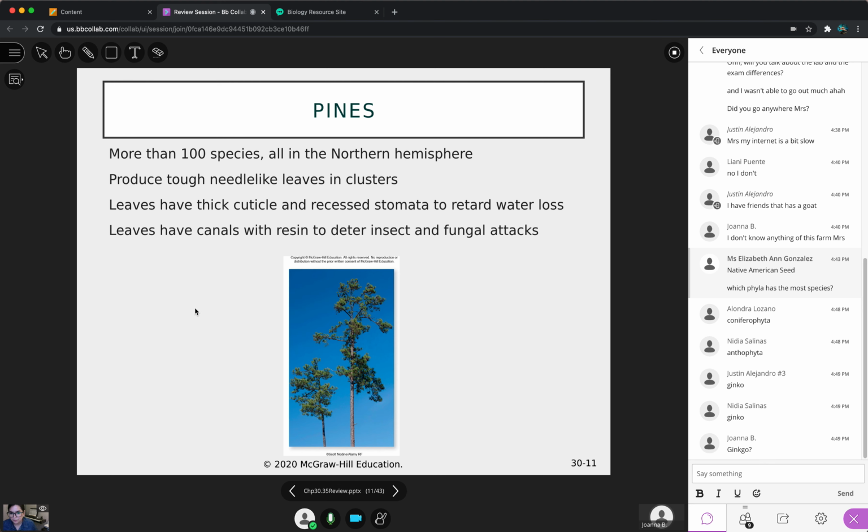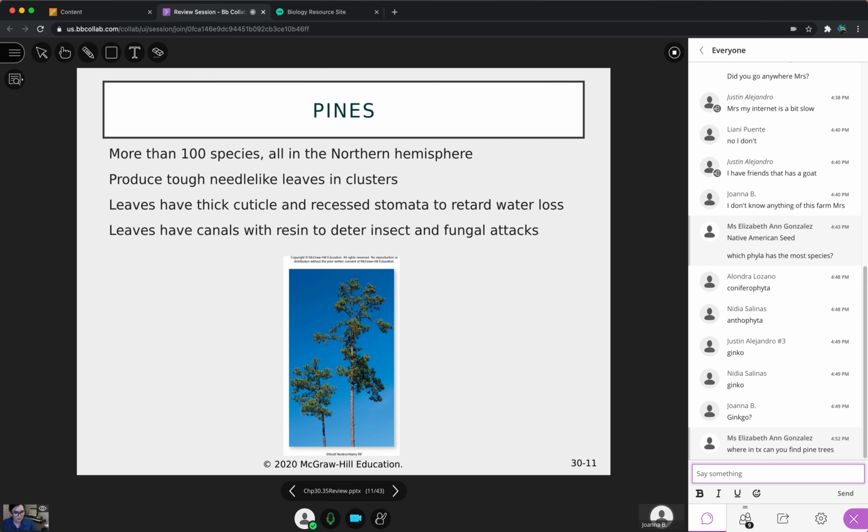Pines, let's see in the chat. Where in Texas can you find pines or pine trees? Anybody know? Can you think of where in Texas, because we do have them in Texas. Where in Texas do we have pine trees?